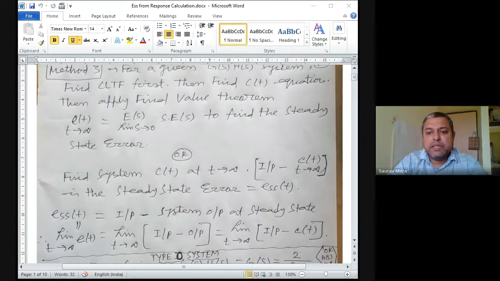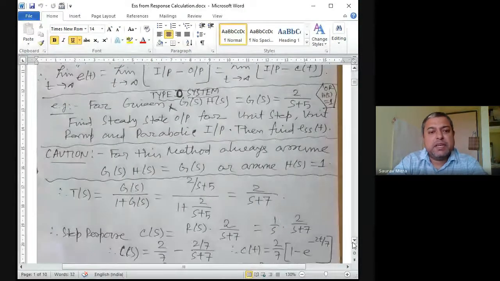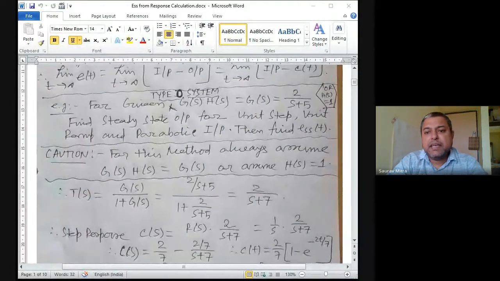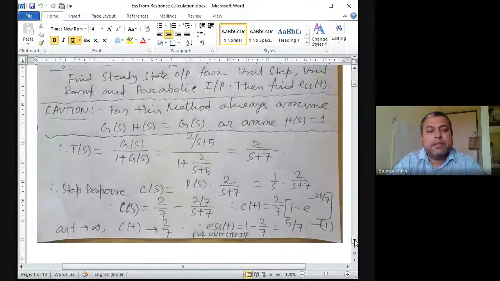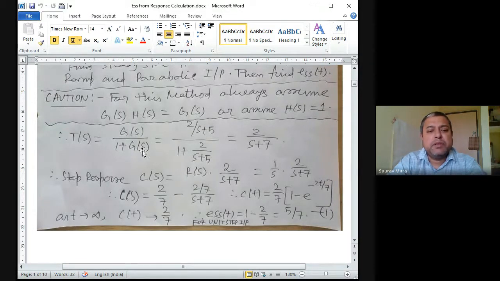Now, whenever you are calculating the steady state error from output response, which is the special name of this topic, only one thing we have to assume: that H(s) has to be kept as 1. I was explaining this experiment to you yesterday. I have taken one G(s)H(s), that is 2 by s plus 5. For this kind of calculation, always assume it's a unit feedback system, that is G(s)H(s) is equal to G(s), or assume H(s), the feedback, is equal to 1. First step, find T(s) equal to G(s) by 1 plus G(s)H(s).